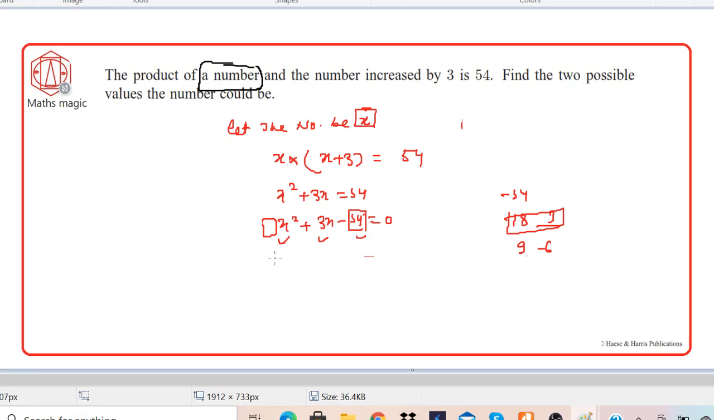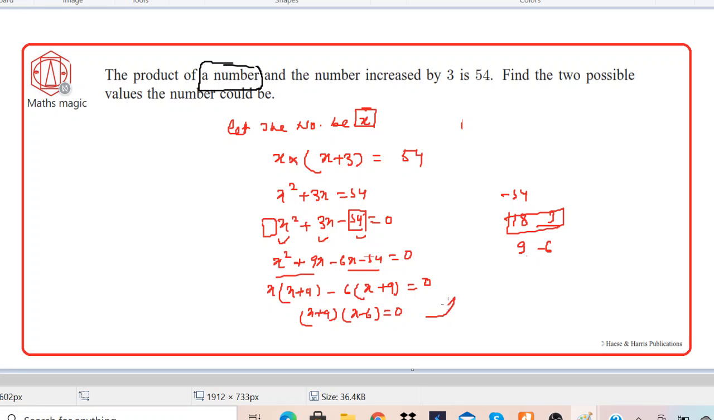So it will work. Let's write this. We have 9x minus 6x minus 54 is equal to 0. Now you can pair them up and take the common factor. We are taking x common from the first two terms and minus 6 common from the last two terms. So if you take minus 6 common, you are left with x plus 9. Now again you have x plus 9 common in both the terms, so it becomes x plus 9 into x minus 6 is equal to 0.